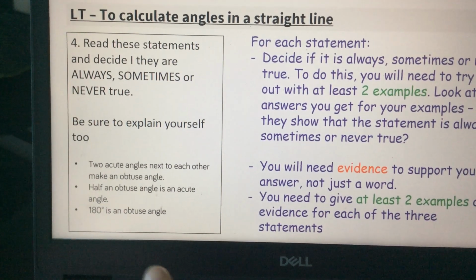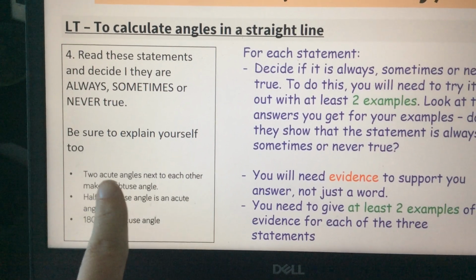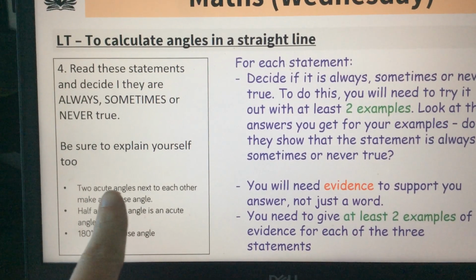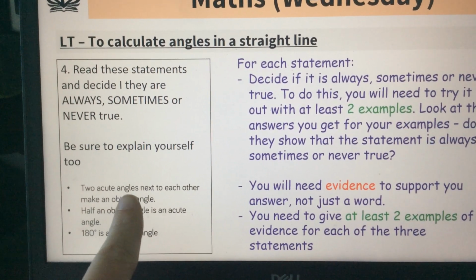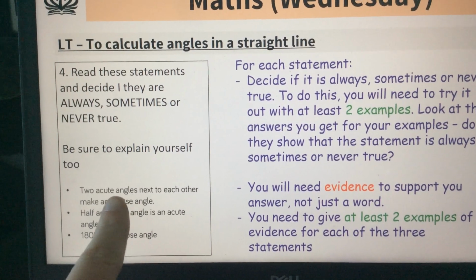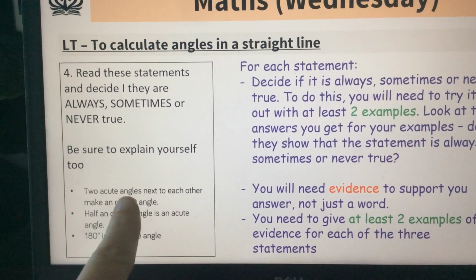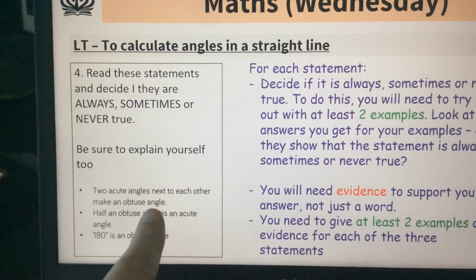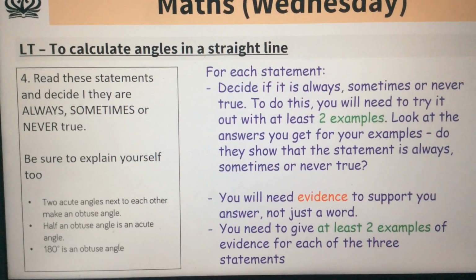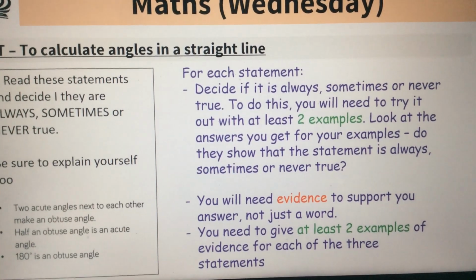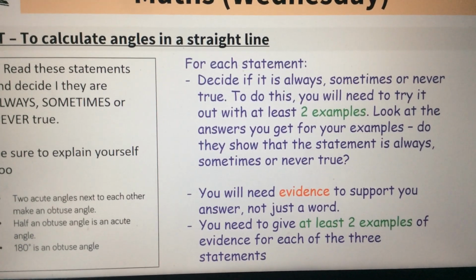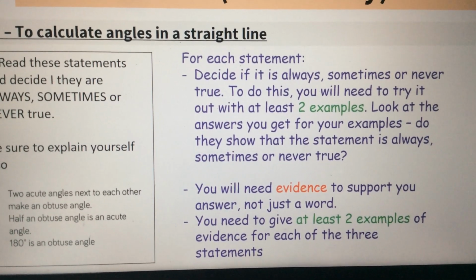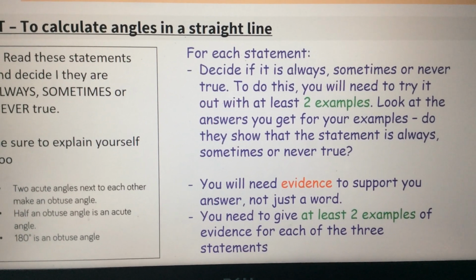So choose some numbers. For the first one, two acute angles. So choose two numbers that would be an acute angle. Okay, that's going to be less than 90. So try any two numbers and see what they add up to. Do they add up to an obtuse angle? Try that at least twice. Look at the answers that you get for your examples, and do they show that the statement is always true, sometimes true, or never true?